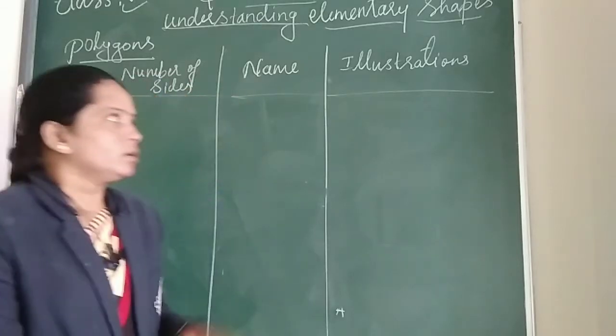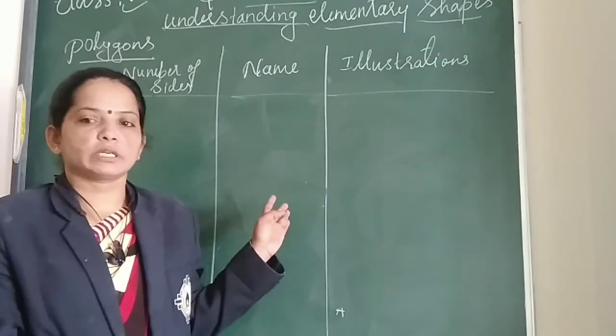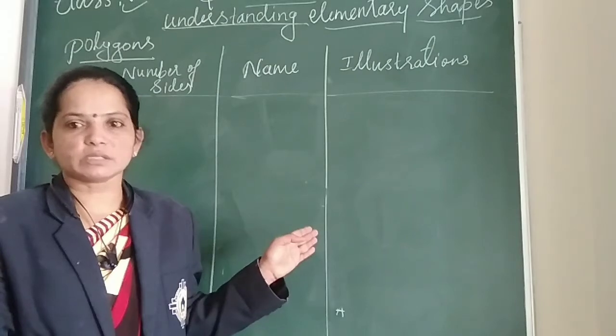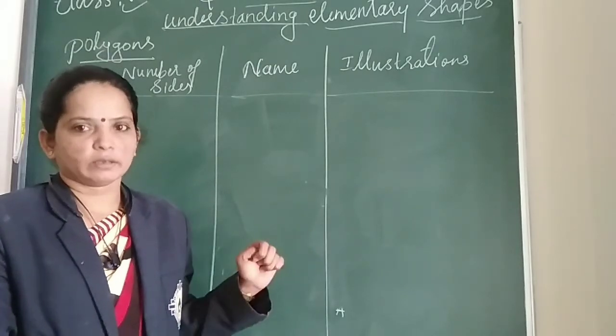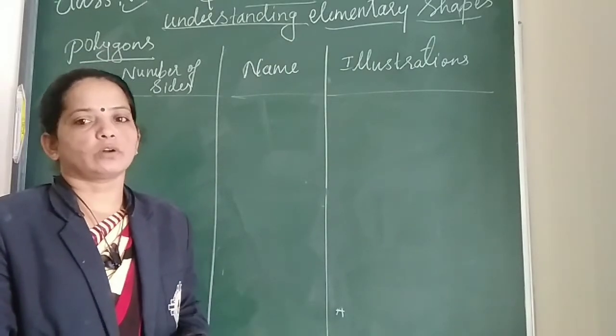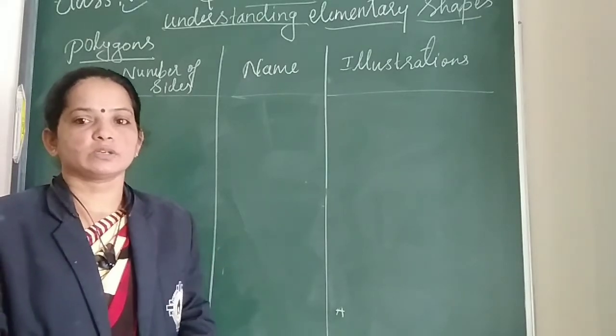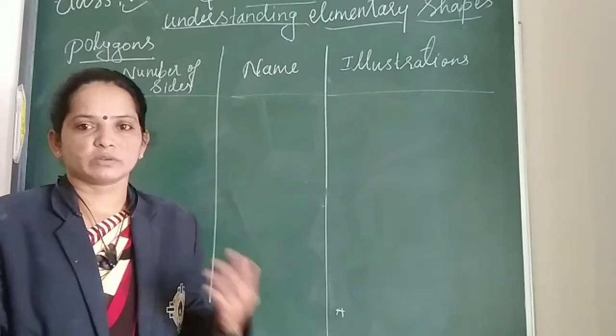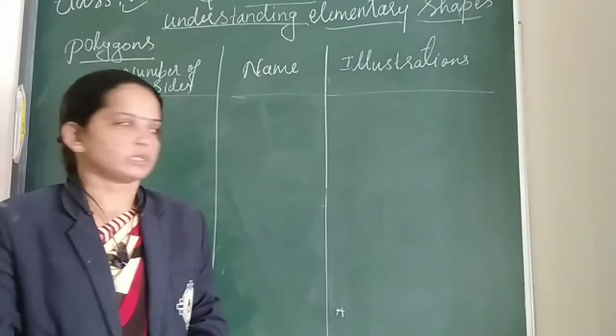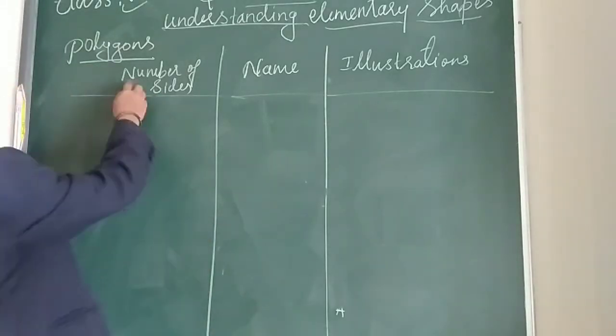How many types of polygons have we learned? 3 line segments, we call it a triangle. 4 line segments, we call it a quadrilateral. If it is more than 4 line segments, what is the name? What are the names given for the polygons? Let us study today. First one, number of sides.